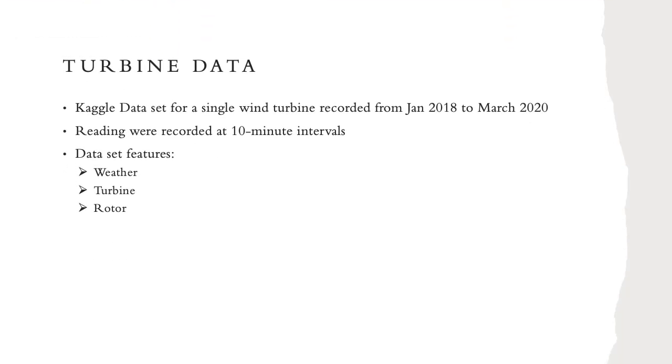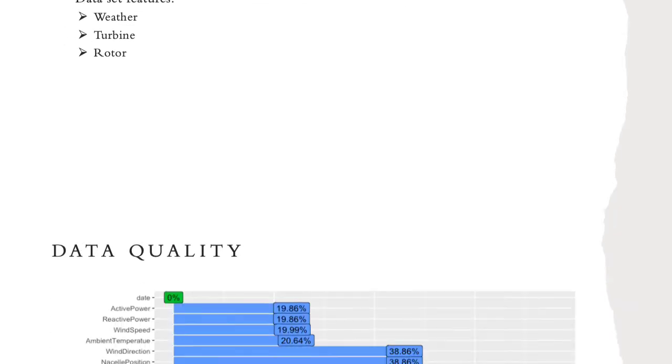Let's talk a little bit about the data that was used. The turbine data came from a Kaggle data set for a single wind turbine recorded from January 2018 to March 2020. The original data were readings recorded at 10-minute intervals, and the data set featured different features, including weather data, data about the turbine itself, and data about the rotor positions and other related rotor data as well.